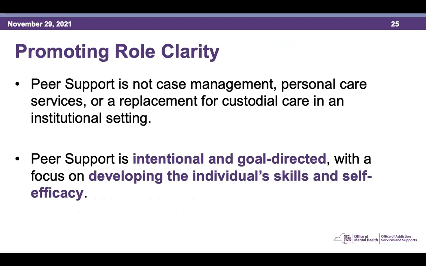Next slide. To promote role clarity, peer support is not case management, personal care services, or a replacement for custodial care in an institutional setting. Peer support is intentional and goal-directed with a focus on developing the individual's skills and self-efficacy.